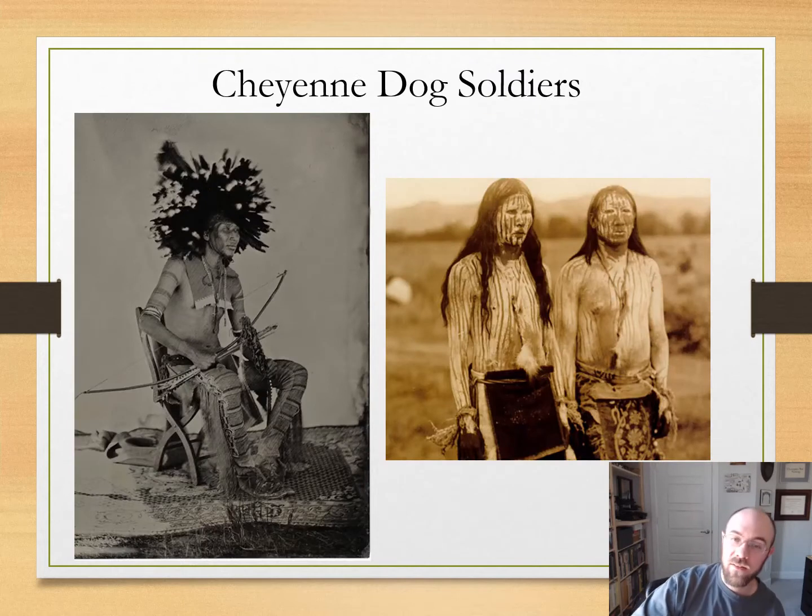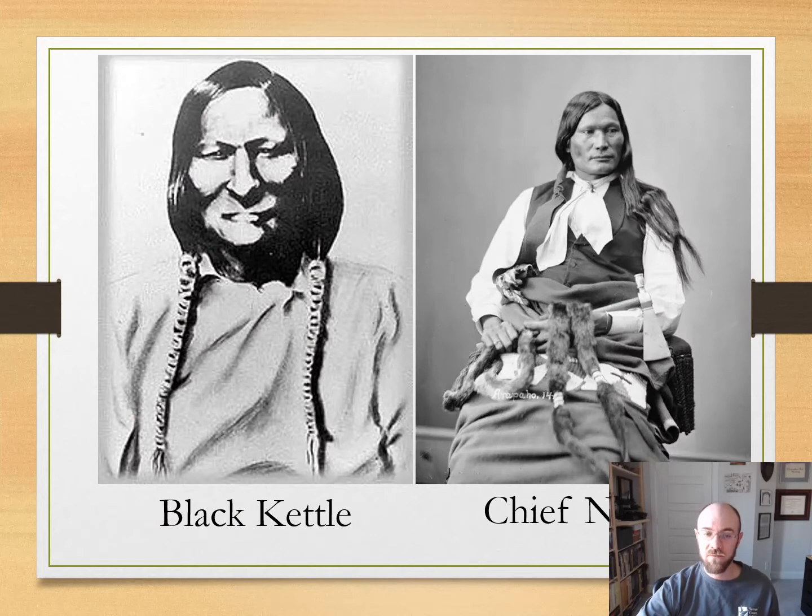So the people that they were targeting were the Cheyenne Dog Soldiers. These were young men that were very militant and liked to strike out against white settlements. So the army was striking out against them, but they ended up killing the ones that were actually people like Black Kettle and Niwot that were actually suing for peace.